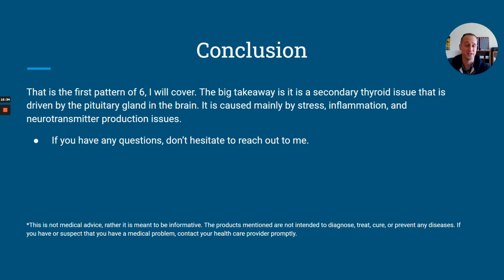So that's pattern 6. It really comes down to the pituitary in the brain. It's primarily there. And it's caused mainly by stress, inflammation, and maybe some neurotransmitter production issues.